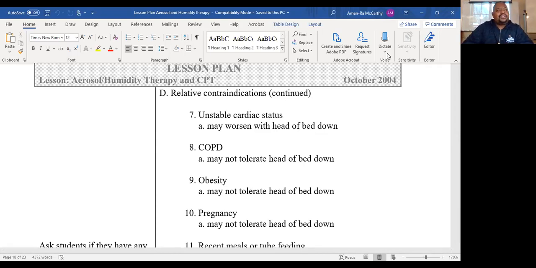COPD. Now we said we do it for COPD, but they may not tolerate the head of the bed being down. Okay. Some of them can, some of them can't. Remember we talked about JVD, right? Which is jugular venous distension, right? Well, sometimes you lay a COPD patient flat on their back, they can't breathe. Let me up, right? They can't take it. So if they are in that state, then you couldn't do it on them, right?